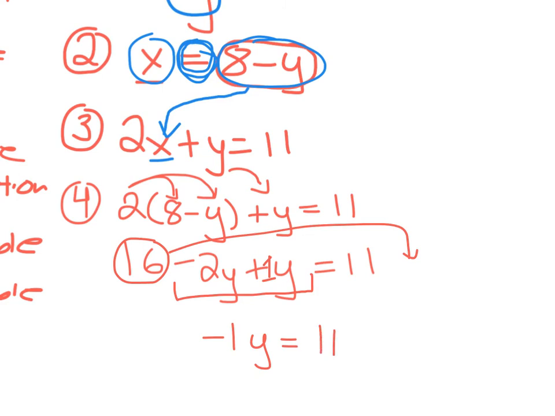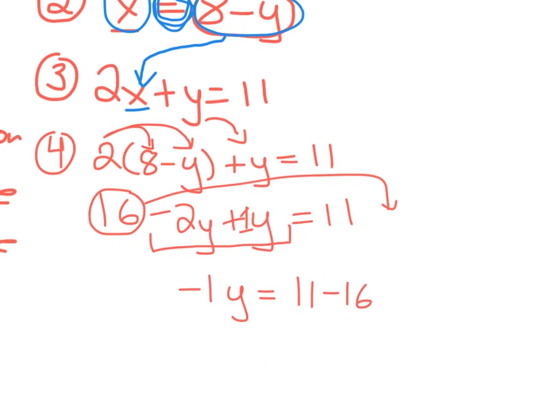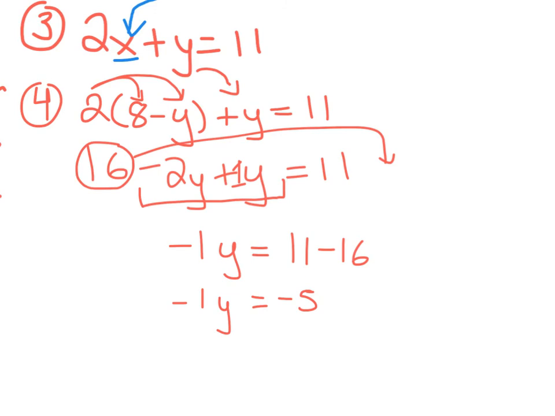On the other side, I have a positive 11. And because that 16 used to be a positive, when I moved it over, it became negative 16. So now 11 minus 16 is negative 5. And a lot of you made mistakes on this on the last test when you had a negative variable.